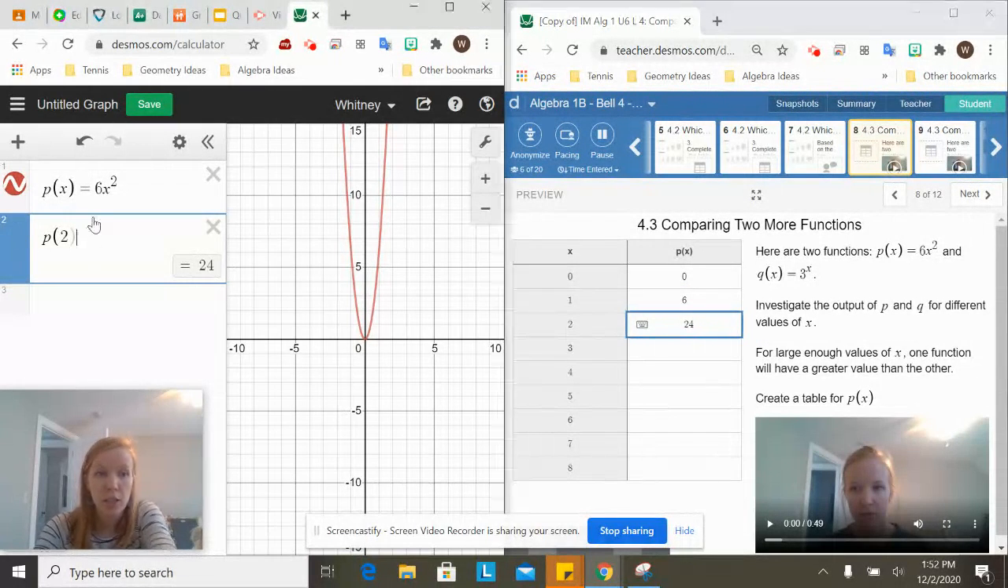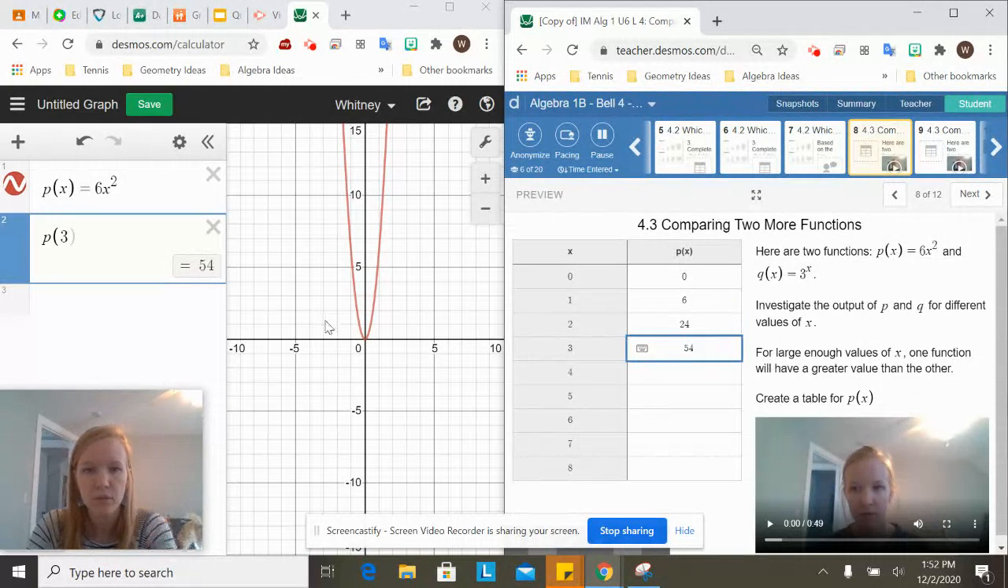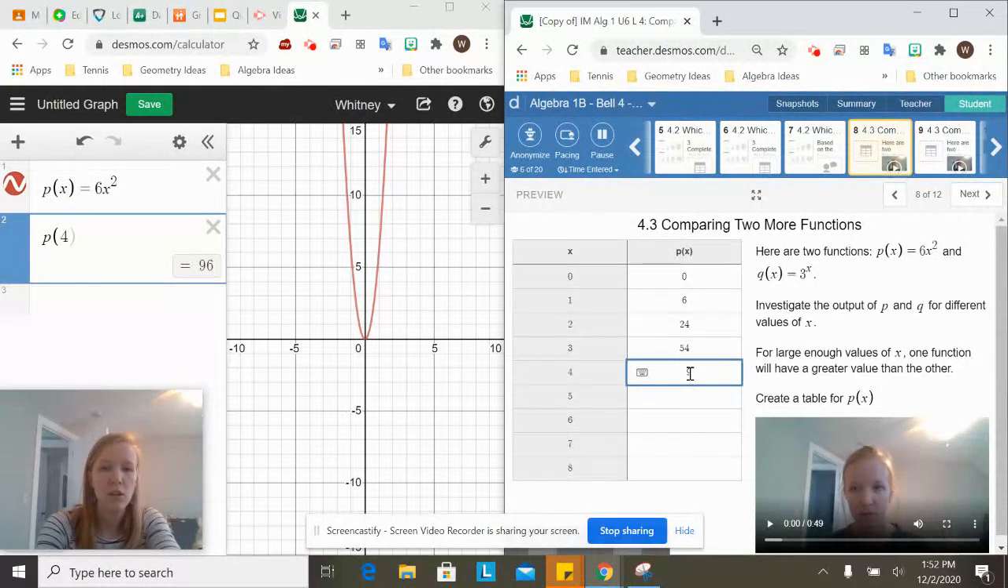Then I just keep doing this. So instead of 2, I now put in a 3. It's 54. And then I go to 4, and it's 96. So it's a little tedious, yes, but this is how you're going to guarantee that you're getting the right answer.